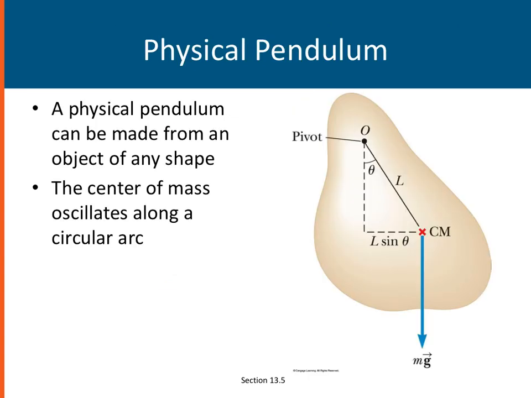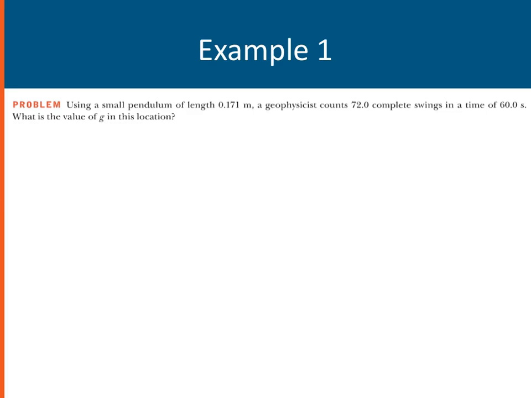A physical pendulum, we're not going to talk too much about these, but just so you know, you can make a pendulum out of anything you want, any object, and it will rotate or oscillate about the center of mass. So that's what you're seeing right here. Wherever the center of mass is, that's the point where we can look at it as oscillating.